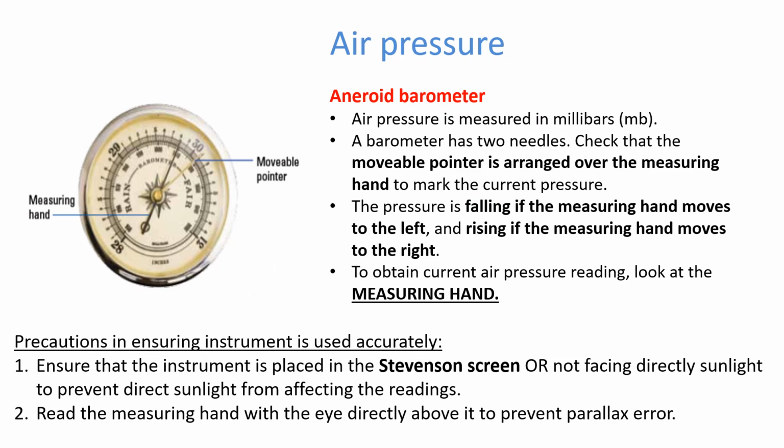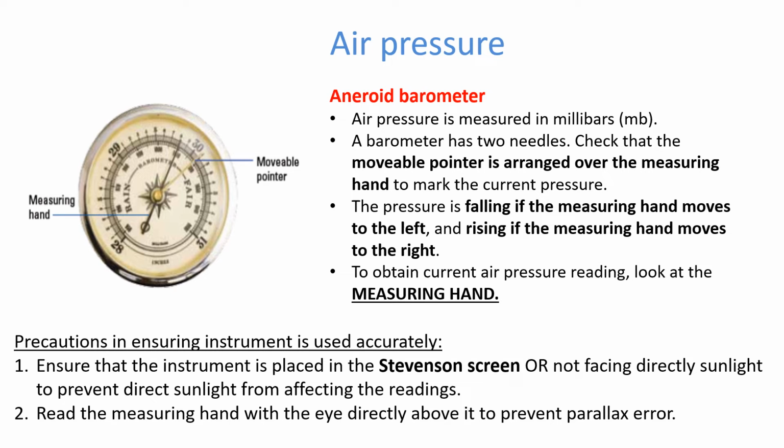Next, for air pressure data, the instrument used is known as an aneroid barometer, seen here. And this instrument has 2 needles, one known as the movable pointer to mark the current air pressure of the place, and the measuring hand, which will change accordingly due to changes in pressure. To obtain the current air pressure reading, you will need to look at the measuring hand.